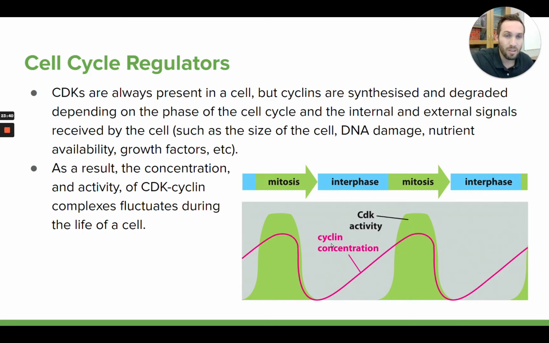That's also why we call them cyclins. We call them cyclins because these are proteins whose concentrations cycle throughout the cell cycle. They increase and decrease at regular intervals during the cell cycle, causing these CDKs to become active at predictable times during the cell cycle.